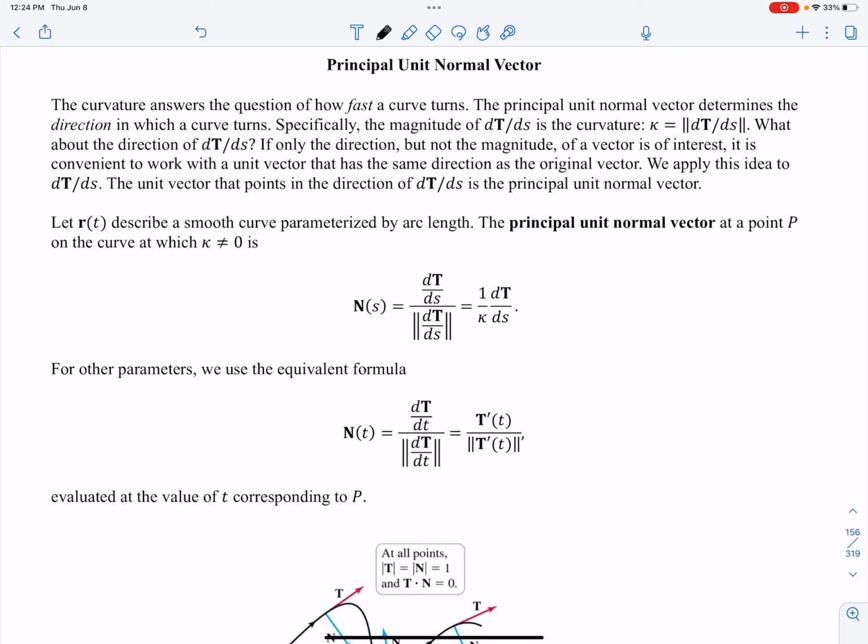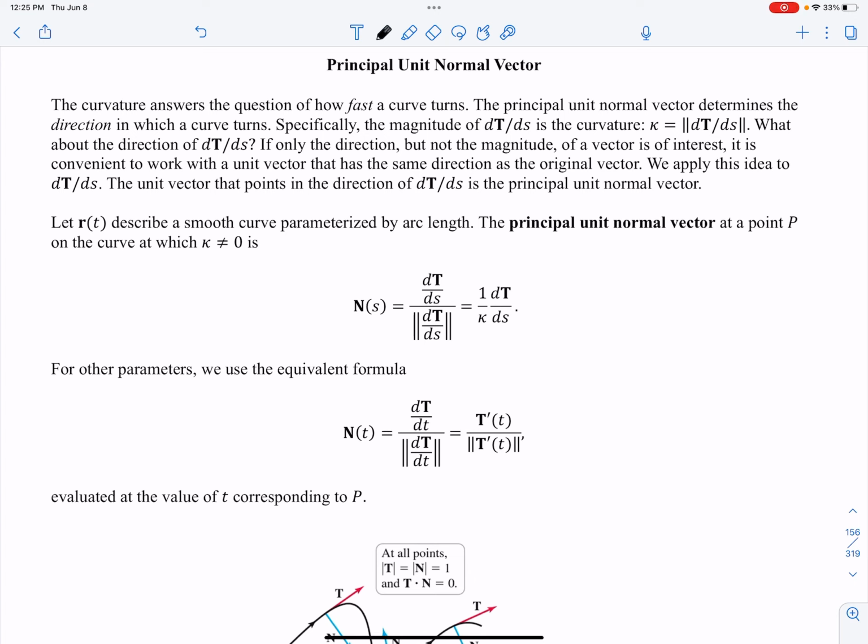This video will continue our discussion of curvature and try to relate it to a curve in space. So far we've answered the question of curvature. This answers how fast a curve turns, right? It decides how quick that turn is, how fast it turns.